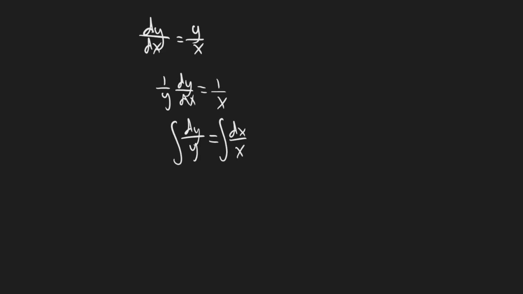Integral of 1 over y is just ln of y. Integral of 1 over x is just ln of x. And I'll write the constant of integration here. You notice I usually write it on the right, but you could write it on the left, it doesn't matter. So then we want to solve for y.